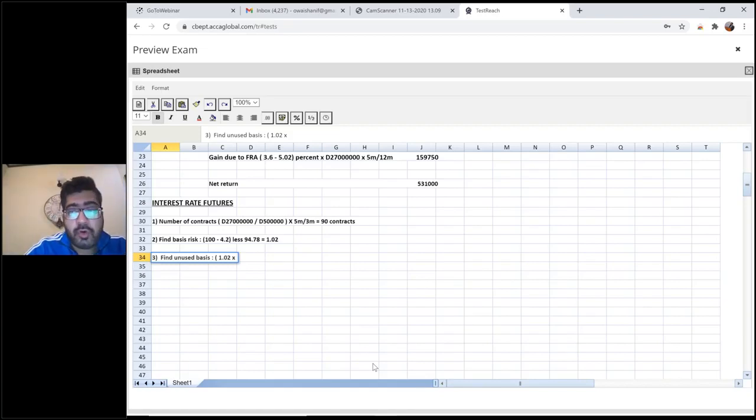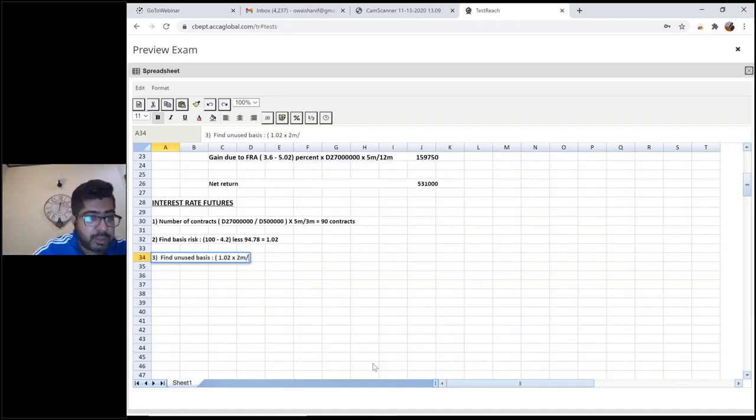You wanted to borrow or deposit on 31st Jan, so you ideally needed a future of 31st Jan. But you took a future of 30th March. So how many extra months? 2 extra months: 31st Jan to end of Feb, 1 month, and 30th March, 2 months. So the extra months is 2.